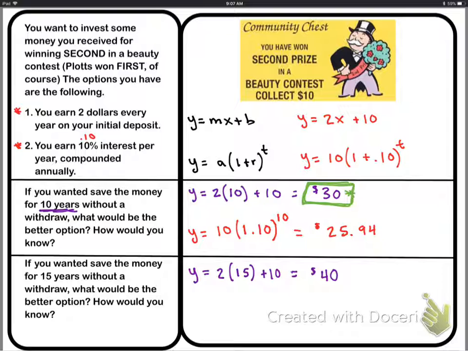And now for 15 years in the second scenario, y equals 10 times 1.10 to the 15th power gives us $41.77. Right, and I got that from a calculator. So after 15 years, we look at those two numbers and we determine which one of these is the better option to invest in. And again, you always want more money. I haven't ever heard of someone complaining that they have too much money. So option 2 is going to be your best bet if you are to take your money out 15 years later.